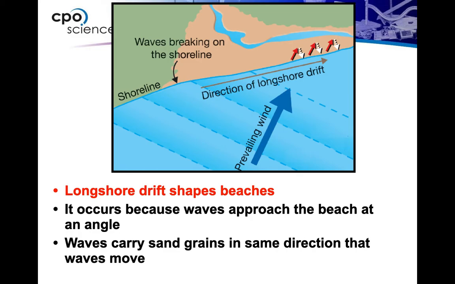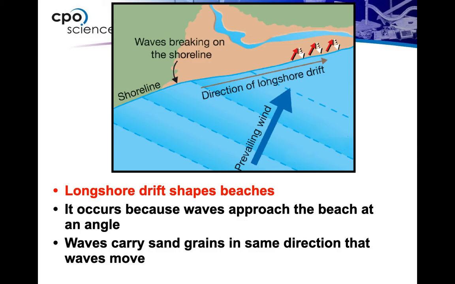Now, if you look at this picture, prevailing winds will come in at the coast at an angle, because that's how it happens with global wind patterns. Remember, an angle, right? We don't like straight lines because of the Coriolis effect. So longshore drift shapes beaches because waves approach the beach at an angle. They will carry sand grains in the same direction the waves move.